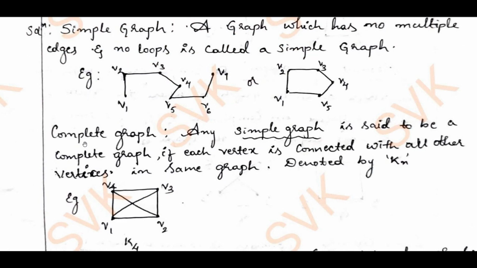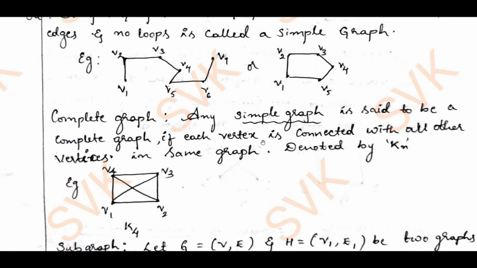Go to the next definition. Complete graph. Any simple graph is said to be a complete graph if each vertex is connected with all other vertices in the same graph, then it is called a complete graph. Whatever simple graph you are going to consider, all the vertices should be connected to each other. Then we can say that it is a complete graph.